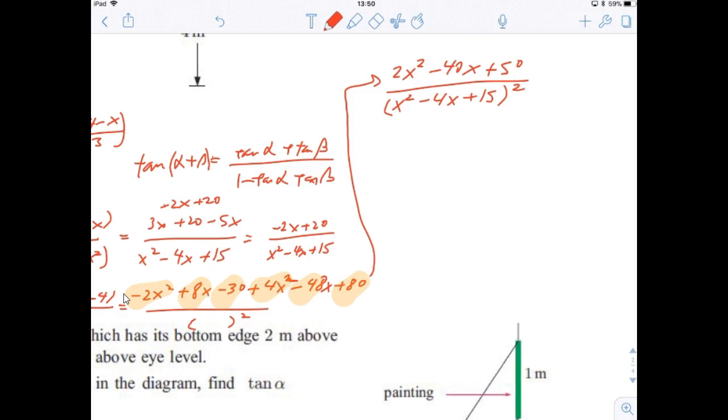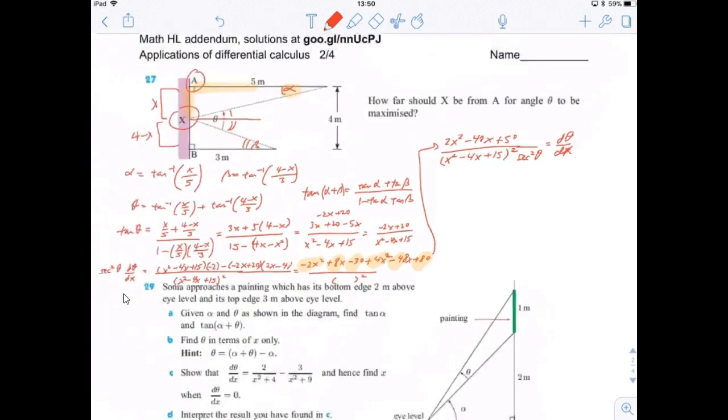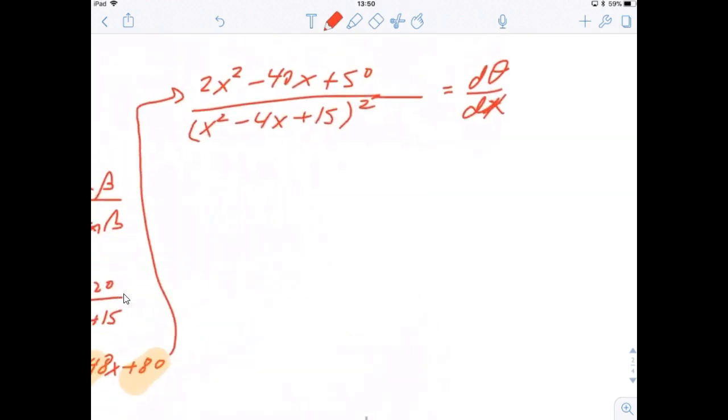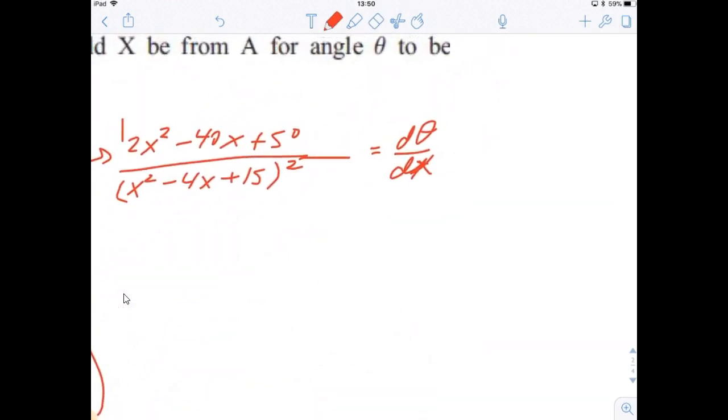I am going to rearrange that. I'm going to divide the secant squared theta over here to the bottom. And now I got this d theta dx. And now, secant squared is actually 1 over cosine squared. So instead of writing secant squared on the bottom, I could write cosine squared theta on top. And d theta dx, we're going to set equal to 0 so we can find the minimum or maximum value.